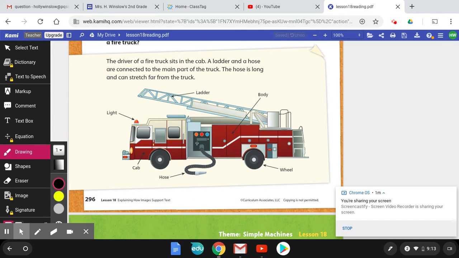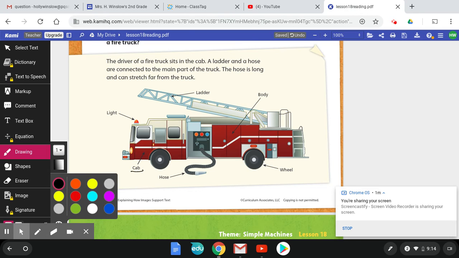So looking at this picture, it tells us the driver of a fire truck sits in the cab. A ladder and a hose are connected to the main part of the truck. The hose is long and can stretch far from the truck. So looking at that diagram helps me to actually see what they're talking about in the text. I see where the cab of the truck is because it's labeled here.